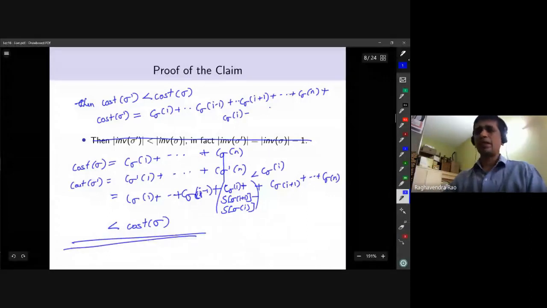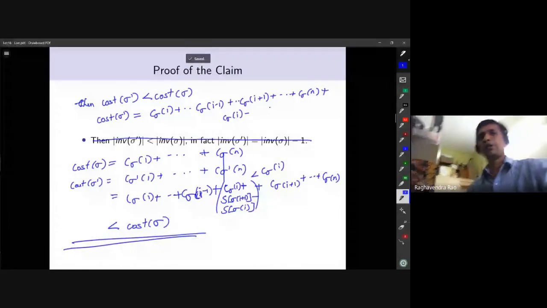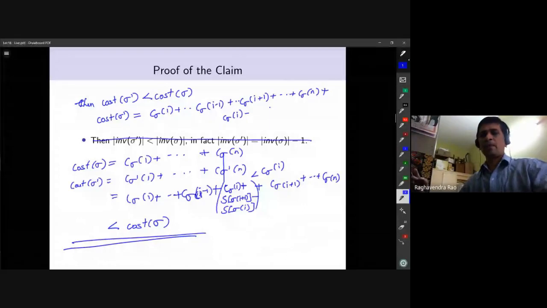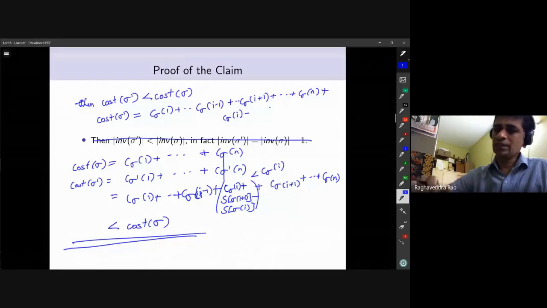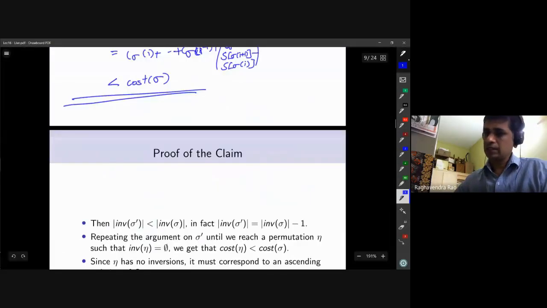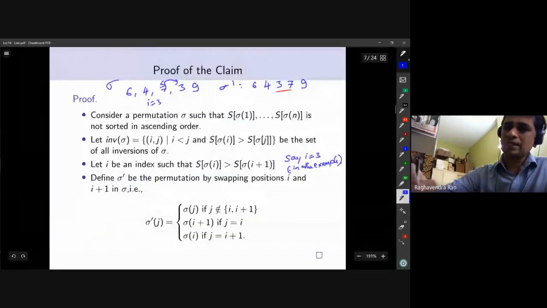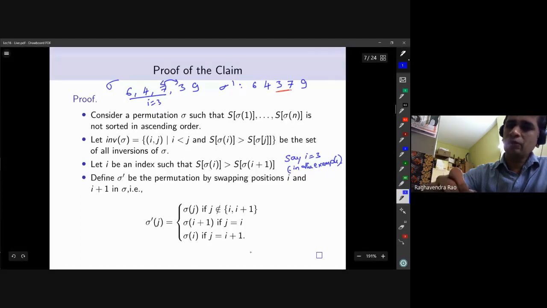This part was clear yesterday itself, that the cost reduces when you consider swapping. Hello. Yes. Sir, I'm not understanding why it is C sigma I plus S sigma I plus 1 minus S sigma I. Yeah, so this is the difference, this is the reduction. You can just check. Let's look at this example. For C sigma I, for C sigma 3, we were adding 7 to C sigma 2, right?